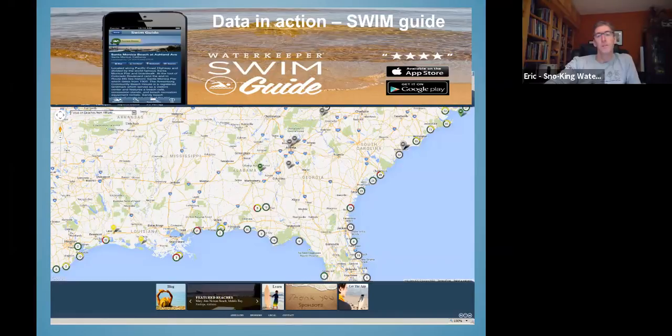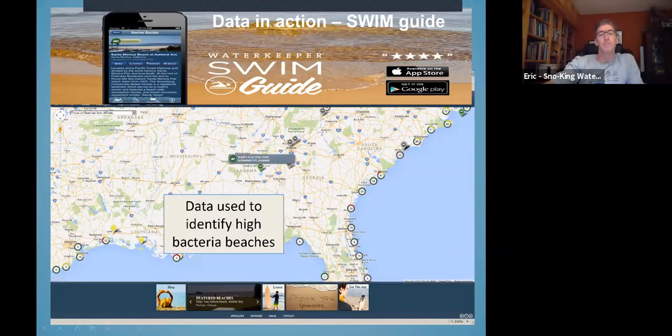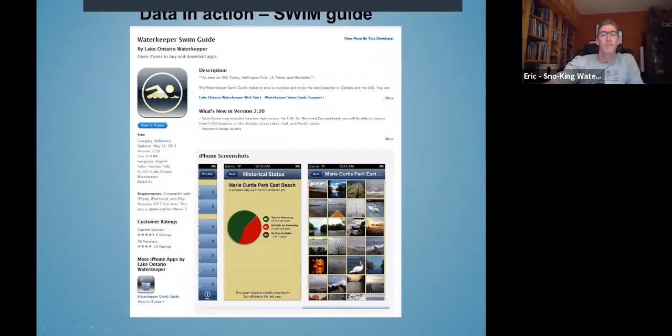Another way that this is used, there's some groups called waterkeeper groups, and they have a thing called the swim guide, which identifies bacteria levels at swimming beaches. And so this is another thing that can be done. Oftentimes swimming beaches like around here are monitored by a health department, but there are instances where a volunteer group might do that monitoring, and the swim guide is an example of that. So this would be off the swim guide. They could say, okay, is this a place where I typically want to go swimming or not?